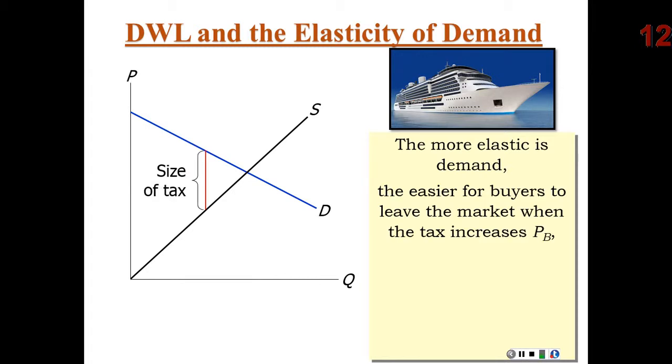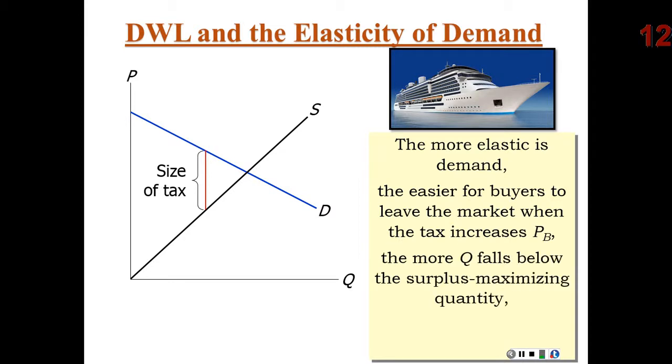This would be a very palatable tax for the public to accept because it's like, well, people don't have to go on cruises, right? But what we have to recognize is that it would be very easy for buyers to leave this market because of the elastic demand. Therefore, the same size tax in this market would actually reduce the size of the market by a larger amount, therefore generating a much larger deadweight loss.